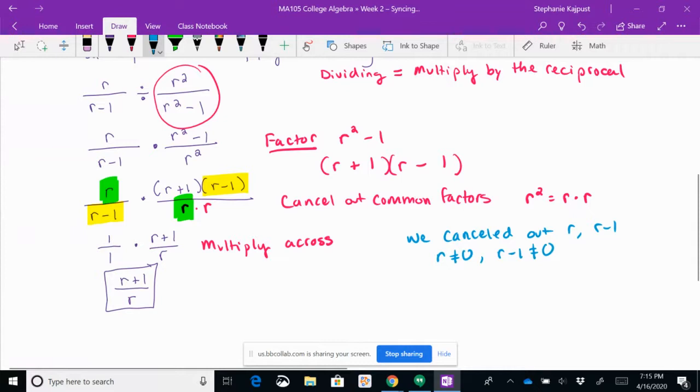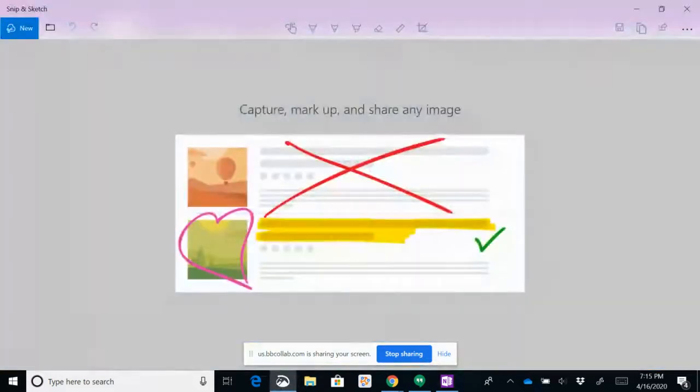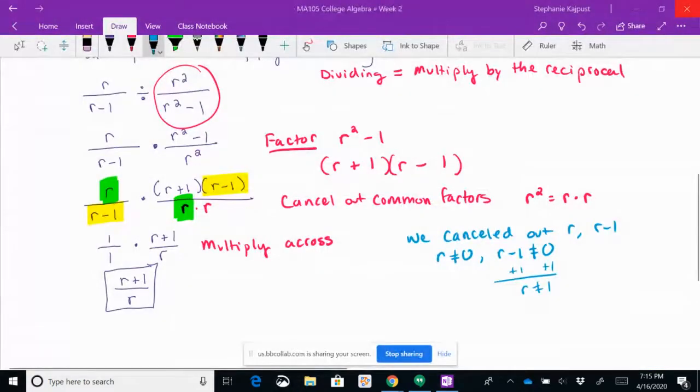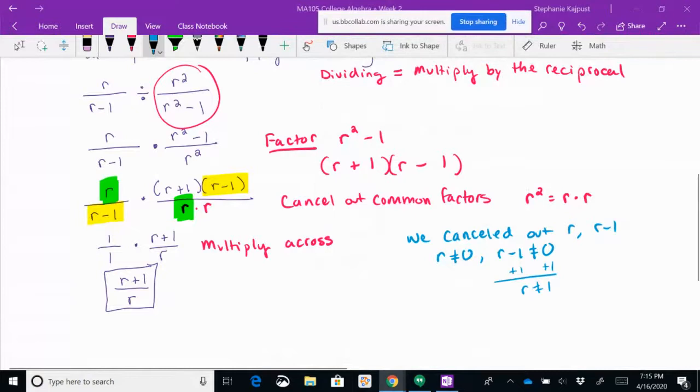Now the r minus 1 not equal to 0, I can solve that by adding 1 to both sides, and that tells me that r cannot equal 1. So, oops, I must have accidentally pushed a button there. Let me move this out of the way. So that is telling me that if it also wants to know what values are restricted from the domain, r can't be 0, and r cannot be 1. Because if r is 0 or 1, then we wouldn't be able to simplify. We wouldn't be able to cancel those things out because you'd be dividing by 0.